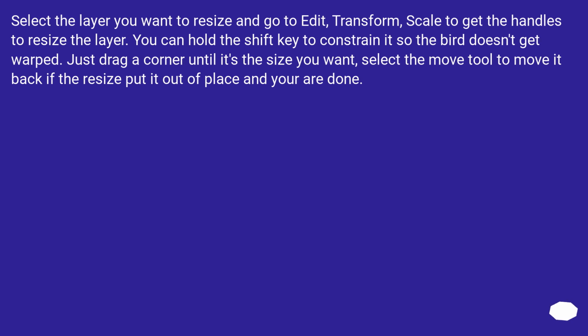Select the layer you want to resize and go to Edit, Transform, Scale to get the handles to resize the layer. You can hold the Shift key to constrain it so the bird doesn't get warped. Just drag a corner until it's the size you want. Select the Move tool to move it back if the resize put it out of place, and you're done.